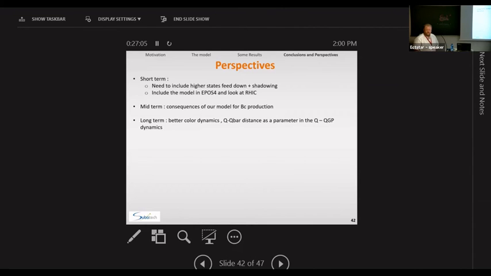Thank you for the nice talk. You included the heavy quark potential, but the heavy quark pair could be color octet and color singlet. Did you separate them?